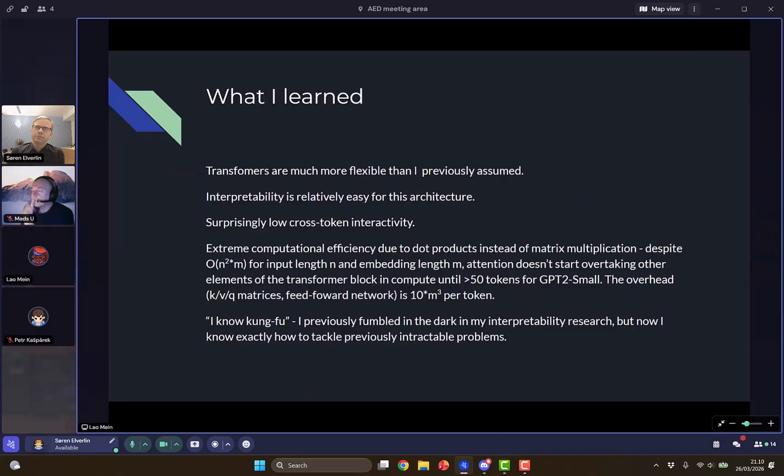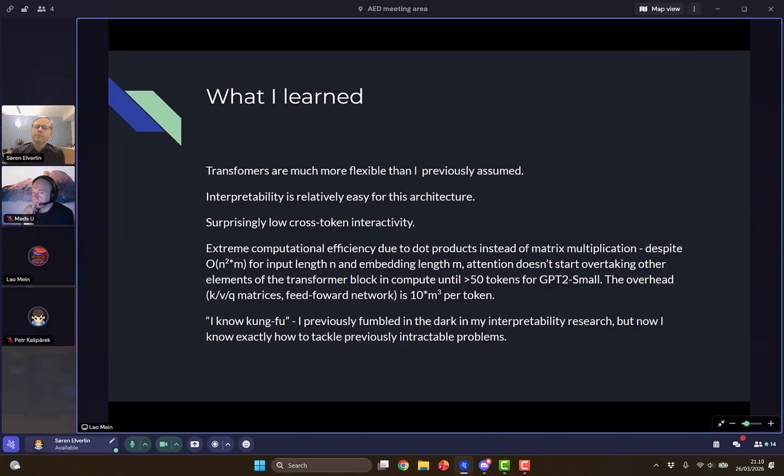And in an earlier draft, I actually had a completely different conclusion, but it turns out if you do the math right, the overhead per token is only exceeded by the attention mechanism once you have over 50 tokens for GPT-2 small.